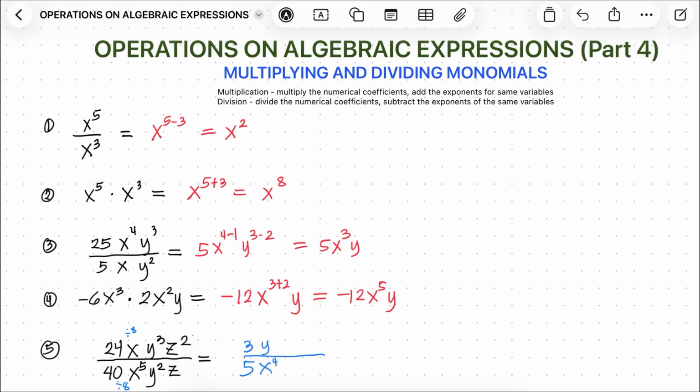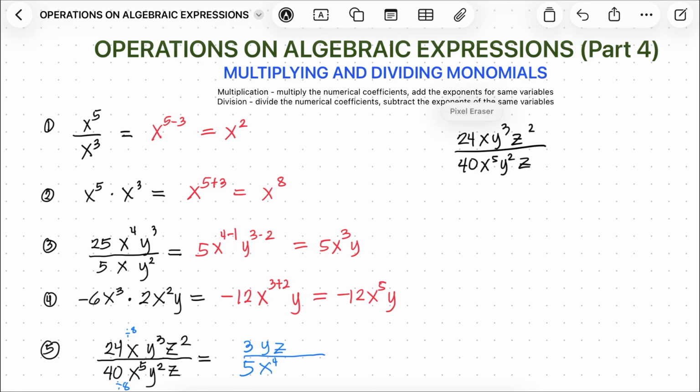And lastly, we have z squared over z. That will be 2 minus 1. That will be z. I will put it here because it's where the highest exponent is. So that is how to do it. But you may also apply it this way. So we have 24xy raised to 3 z squared all over 40x raised to 5 y squared z.